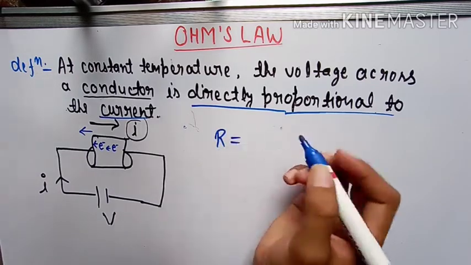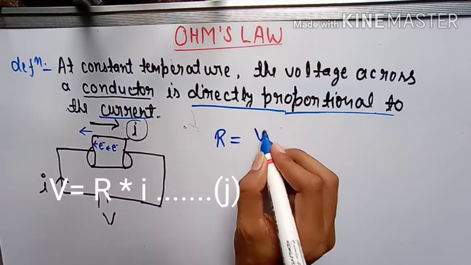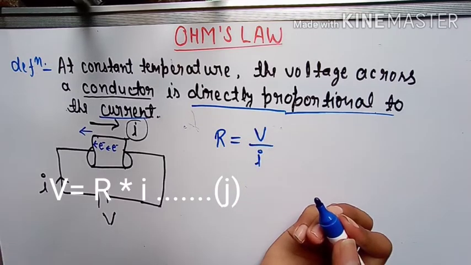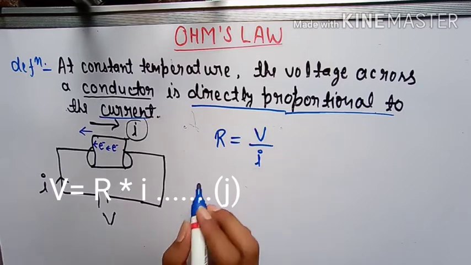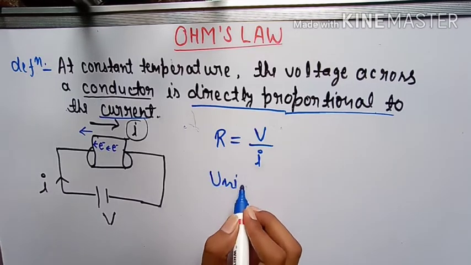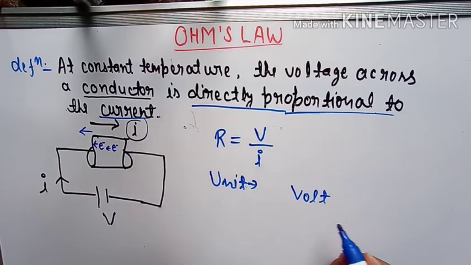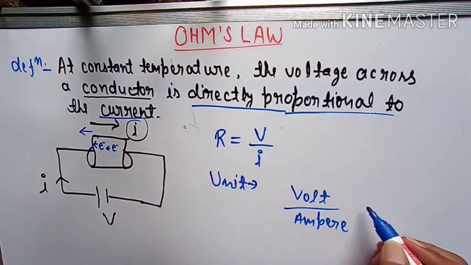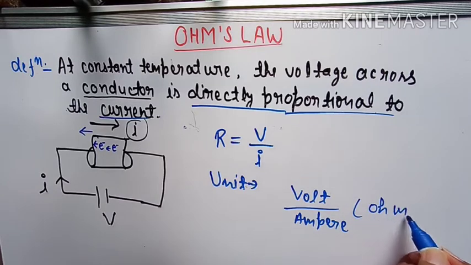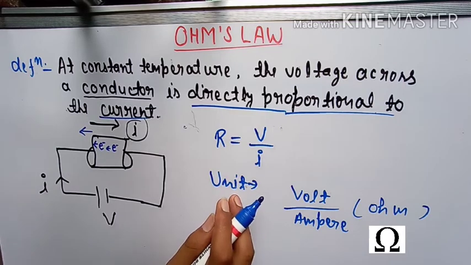So writing resistance from the first equation, R is equal to V upon I. Understand? And what is the unit? For the unit, you know the unit of voltage, that is volt. Very good. And what about current? Current is ampere. So its unit becomes volt per ampere. But again, in honor of George Ohm, the unit is taken as ohm. Understand? So this is the unit, and there is the definition.